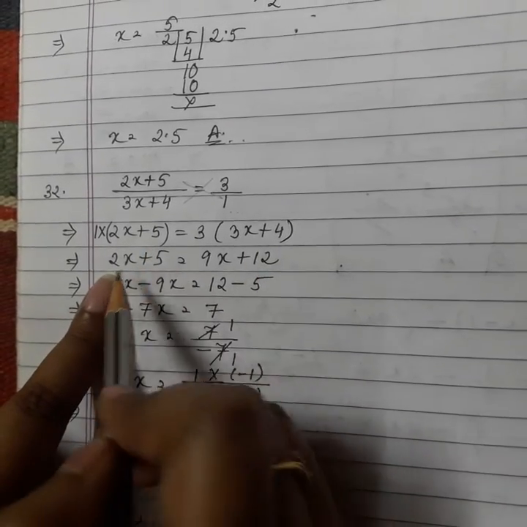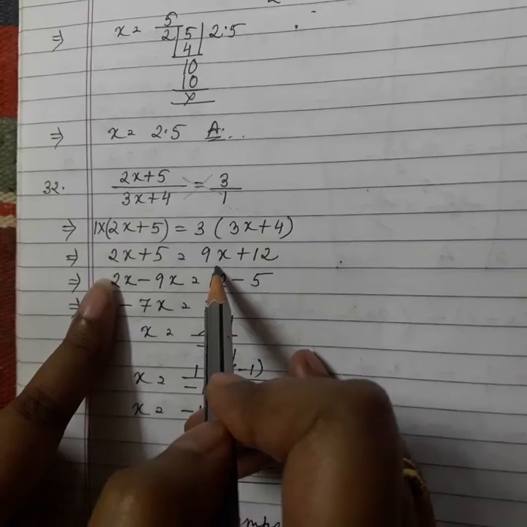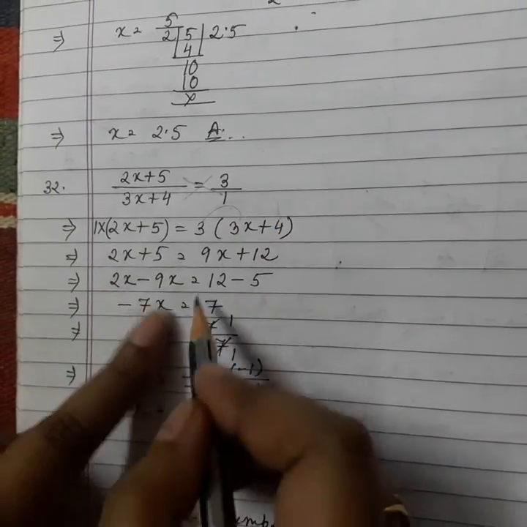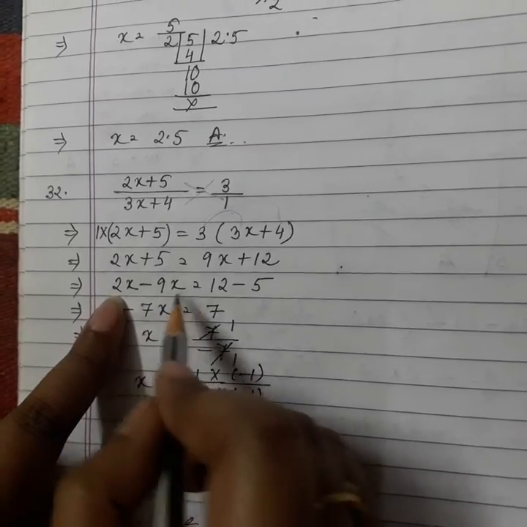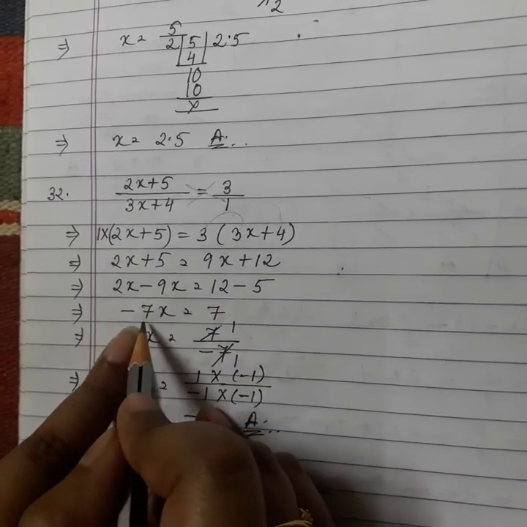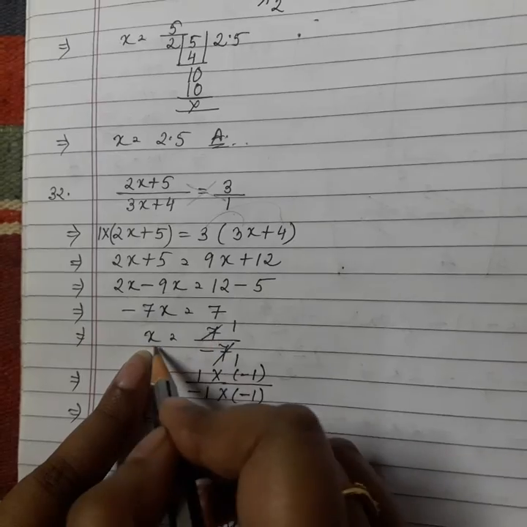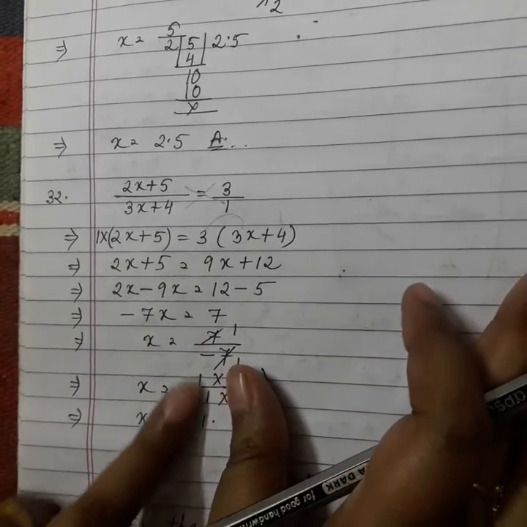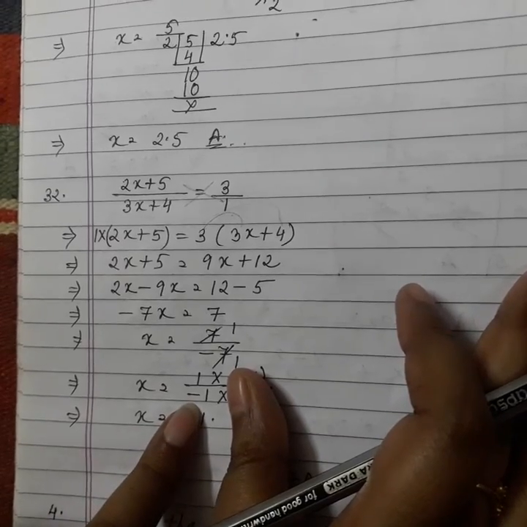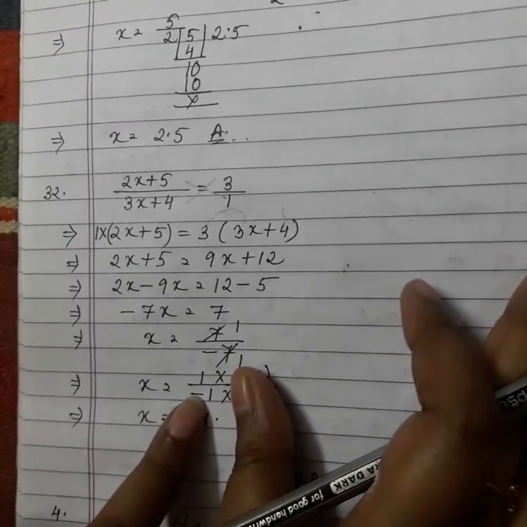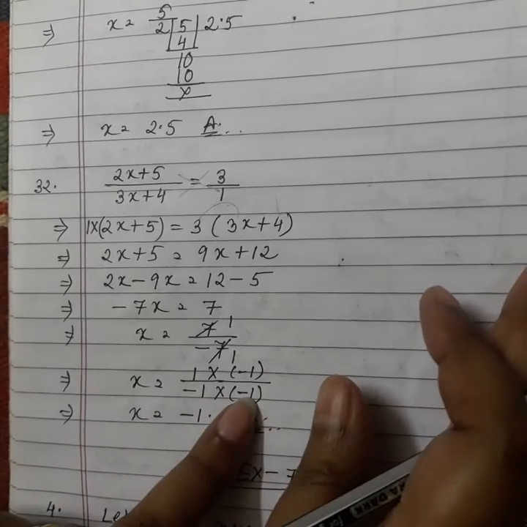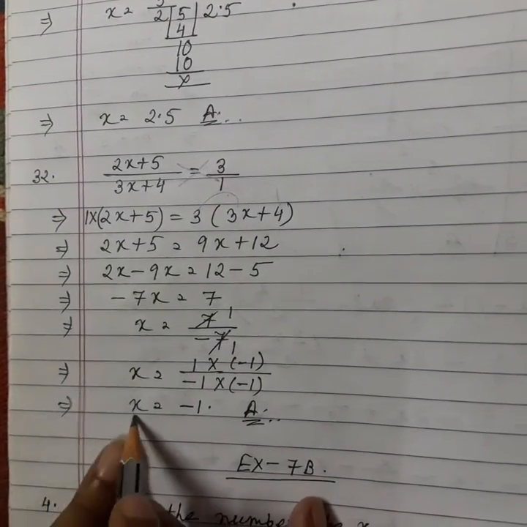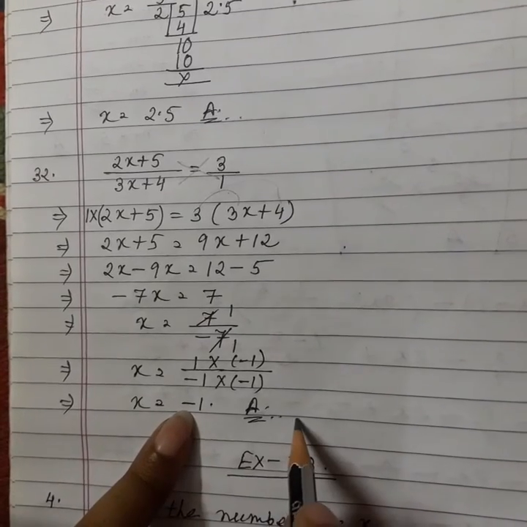Then we have to split the bracket. So it's coming 2x plus 5 equal to 9x plus 12. 3 3s are 9 plus 3 4s are 12. Then all x on the left side, 2x minus 9x equal to 12 minus 5. So it's coming minus 7x equal to 7. So x equal to 7 by minus 7. See that here 1 by minus 1 it's coming. Minus sign we cannot keep in the denominator. That's why we have multiplied with minus 1 in the denominator and in the numerator. So after doing multiplication it's coming x equal to minus 1. So that will be the answer.